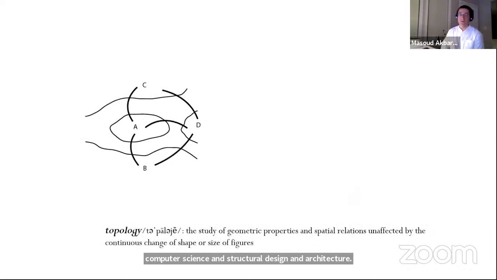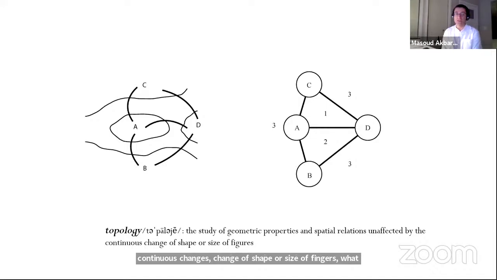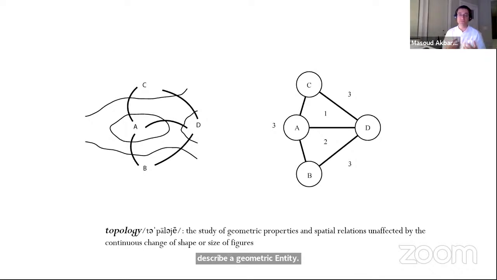Let's assume that there are only five bridges connecting different parts of the city of Königsberg. The definition of topology by the Cambridge Dictionary is as follows: the study of geometric properties and spatial relations unaffected by the continuous change of shape or size of figures. What does that mean? It means that we can abstract the bridges and their connection to the land parts as a graph, illustrated on the right side of your screen, without losing any information that describes the relationship between the land and their connecting bridges. This is really important because you can describe a geometric entity just by finding the relationship between its components with a simple graph. In this graph, A, B, C, D are the parts of the city and the bridges are the dark lines connecting them. Something interesting is happening.